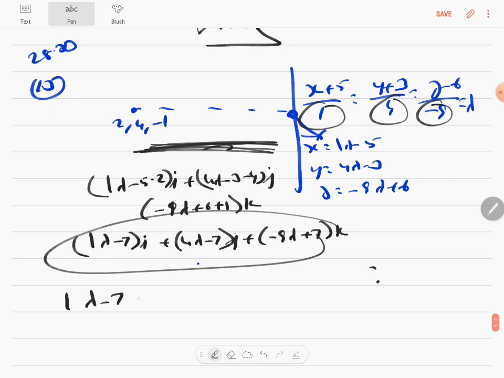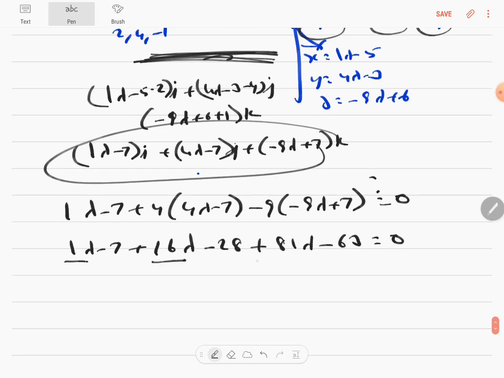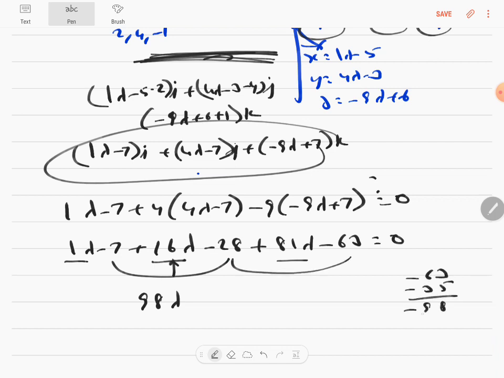So 1 lambda minus 7 plus 4 into 4 lambda minus 7 minus 9 into minus 9 lambda plus 7 is equal to 0. 1 lambda minus 7 plus 4, 4 is 16 lambda minus 28 plus 81 lambda minus 63 is equal to 0. 1 lambda, this will add up to 82, 82 plus 16 is 98 lambda. This minus 35 minus 63, minus 98 is equal to 0, 98 lambda is equal to 98 and lambda is equal to 1.